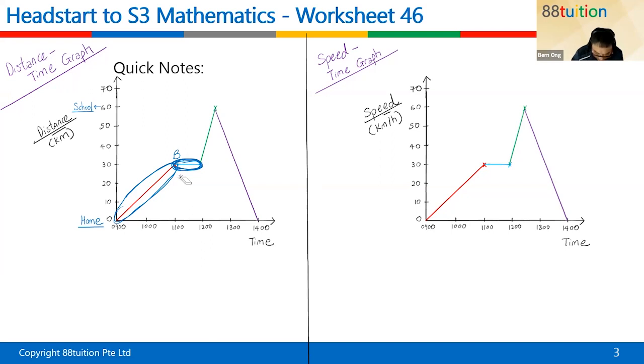That's the reason why this portion, the blue color line down here, is horizontal. It means that you're not moving. Can you see? At the start of this blue color line, you're still at the 30 kilometer mark. At the end of this horizontal blue line, you're still at the 30 kilometer mark, which means that you're not moving. So this part is important. B to C, we call this A to B.